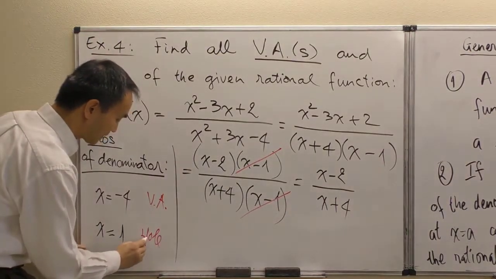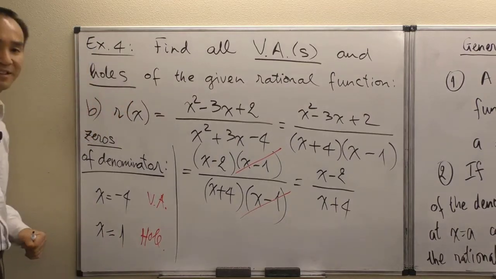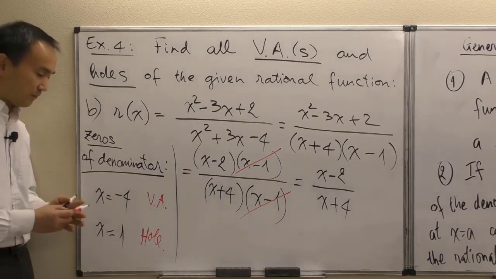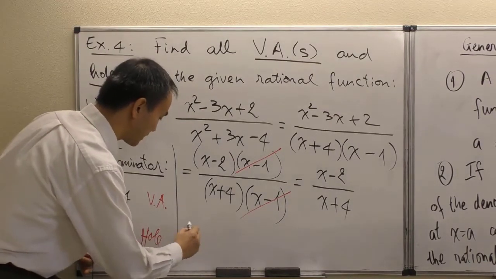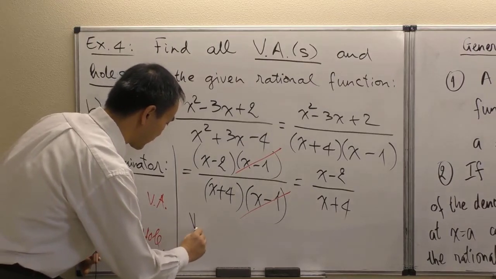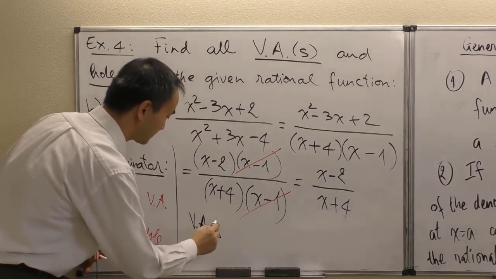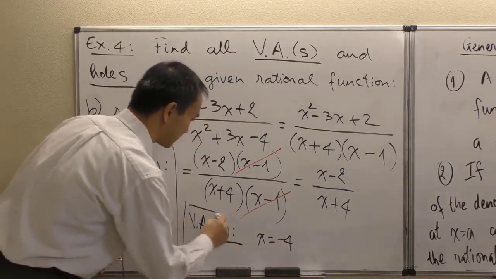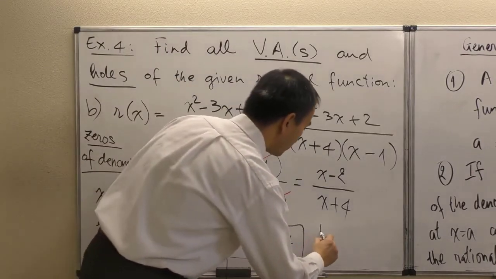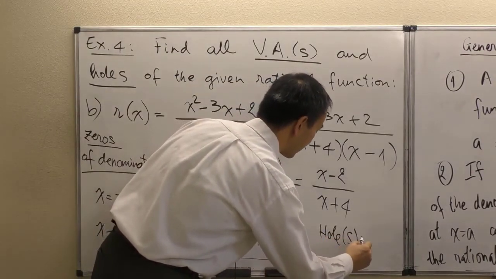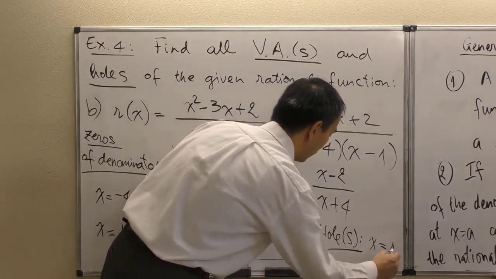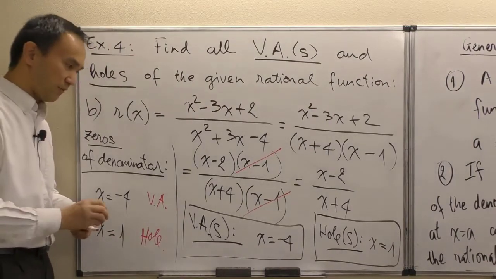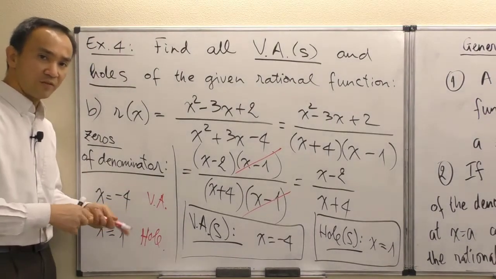It's a hole like that. All right, so we have a hole at x equals 1 and a VA at x equals negative 4. All right, so now concluding our final answer right here. So as far as VAs, we only have 1 at x equals negative 4. That's our answer. Okay, and as far as holes, we only have 1 at x equals 1. All right, and that's how we find vertical asymptotes and holes of a given rational function.